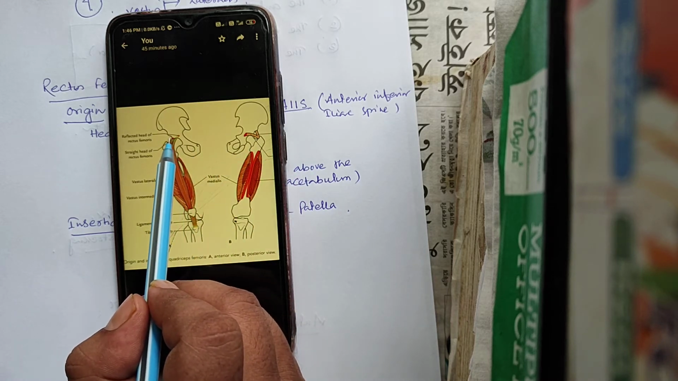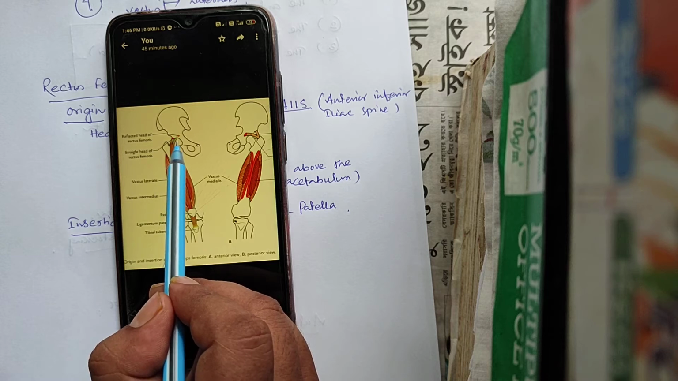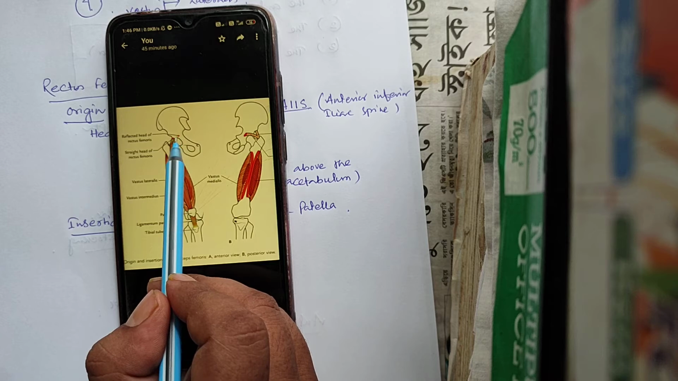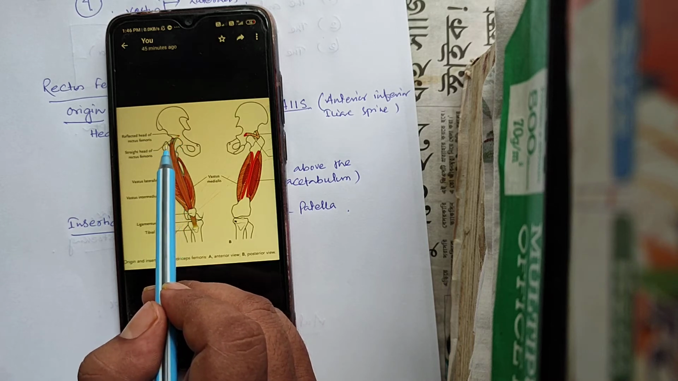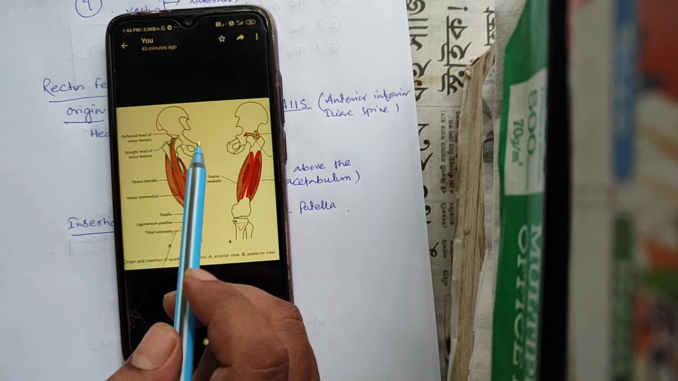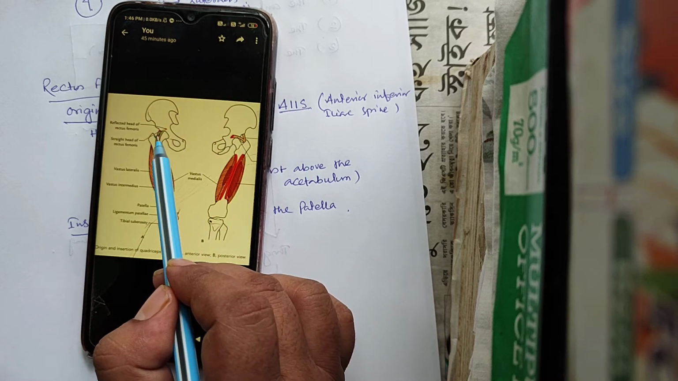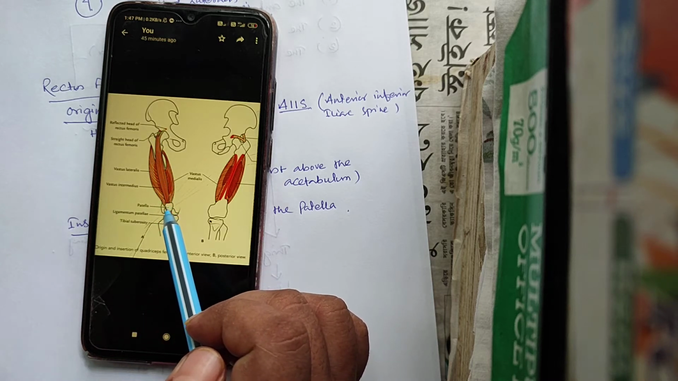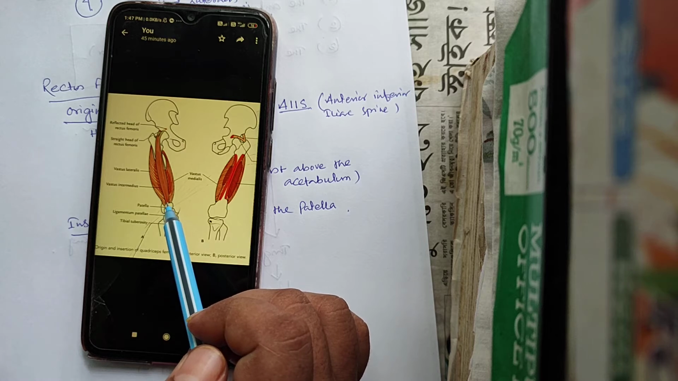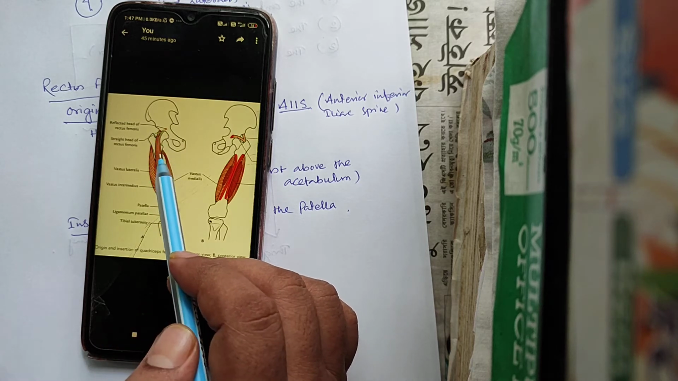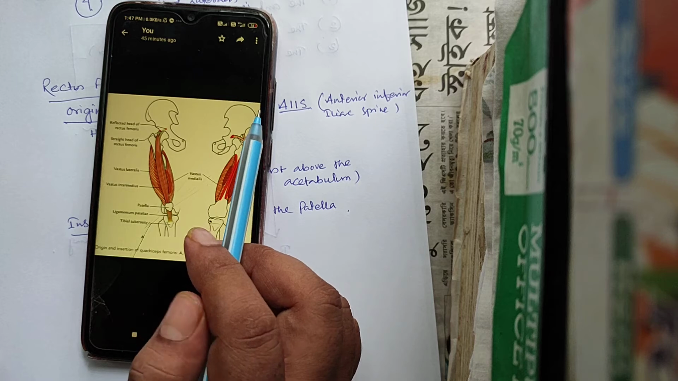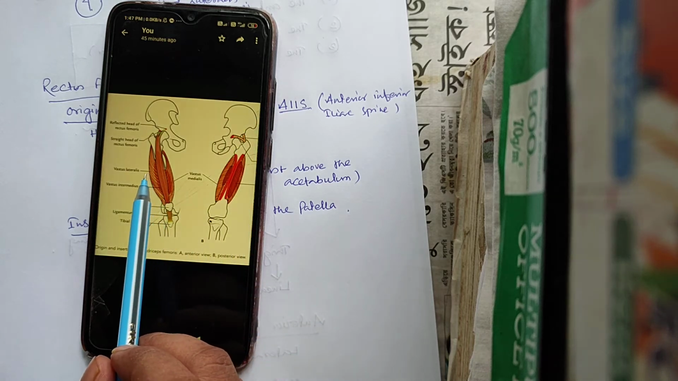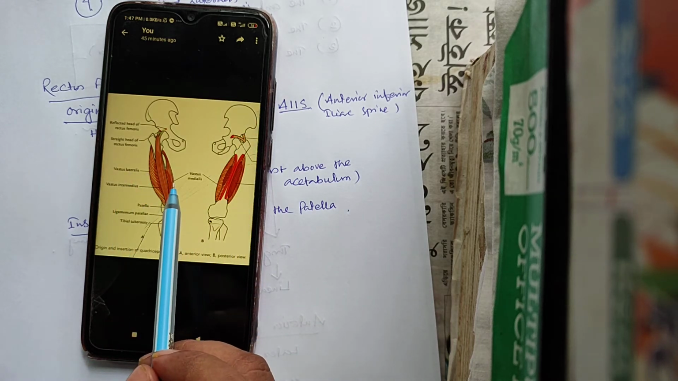This is the point of the anterior inferior iliac spine, and here the femur is attached to the hip joint, and this is the acetabulum. Above the acetabulum arises the reflected head of the rectus femoris muscle, and these form an obtuse angle and ultimately end as a tendon at the patella. Here, at the base of the patella, the rectus femoris muscle is inserted.